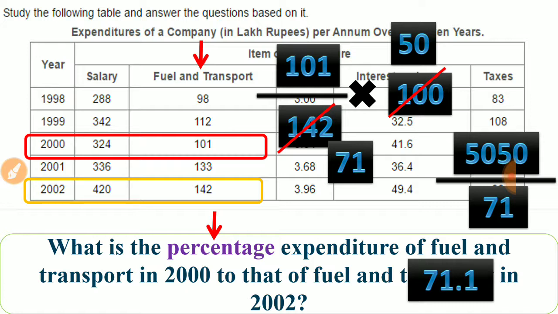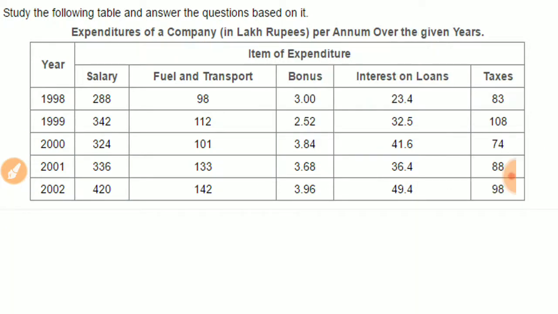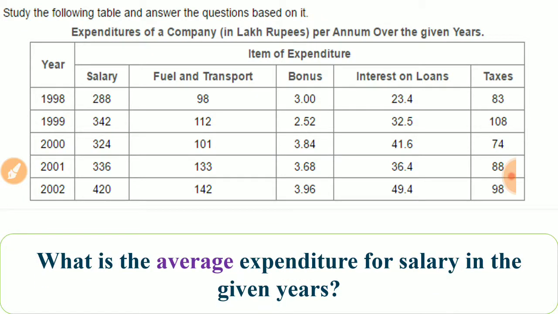It is 71.1 percent. So the first question we talked about the sum, the second question the difference, the third question is about ratios, and the fourth is about the percentage. Whatever the values, we are calculating the value from the table. So that is very important. So next question. What is the average expenditure for salary in the given years? So expenditure of salary here we are talking about.